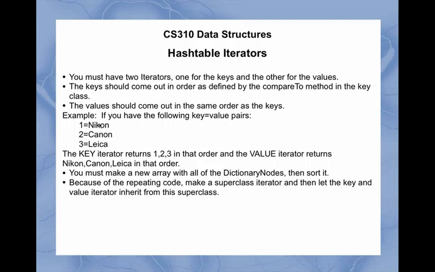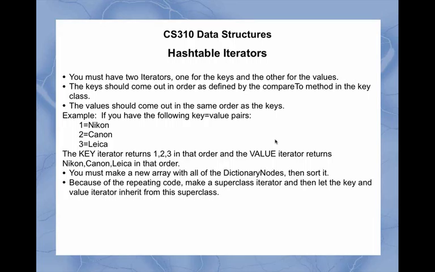If you get a key iterator and you call next, you're going to get 1, 2, 3. If you call a value iterator and call next, you're going to get Nikon, Canon, and Leica, because they're going to come out in the order that corresponds to the key. This is easy, not hard. This requirement that the values come out in the same order as the keys is actually easier to do than not do, because you have dictionary nodes, so the keys and the values are tied together.